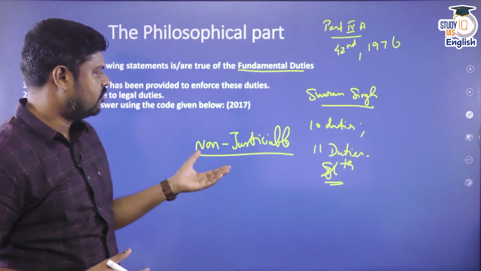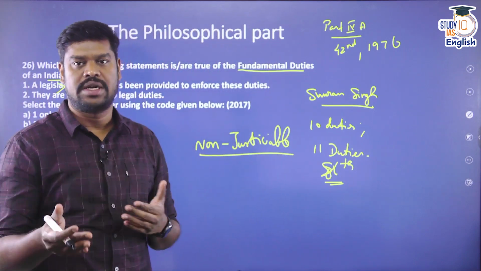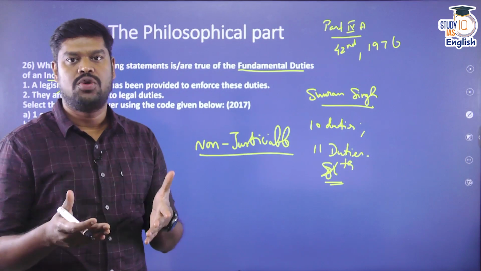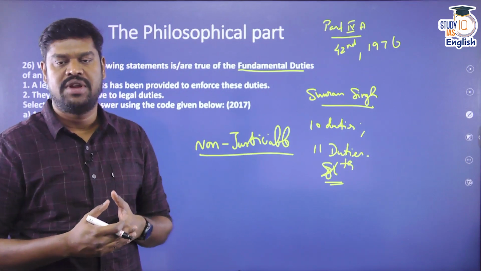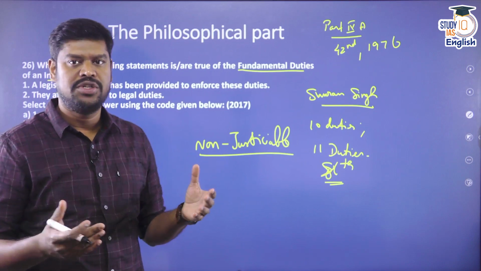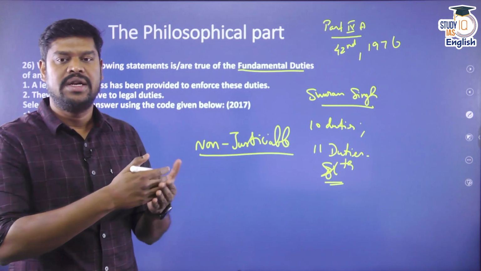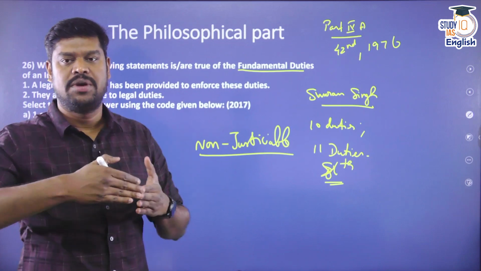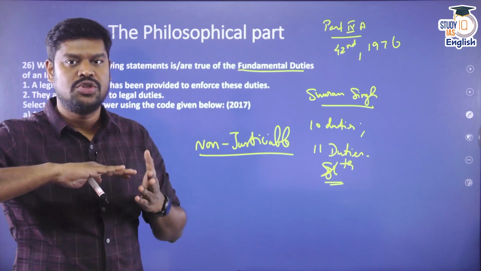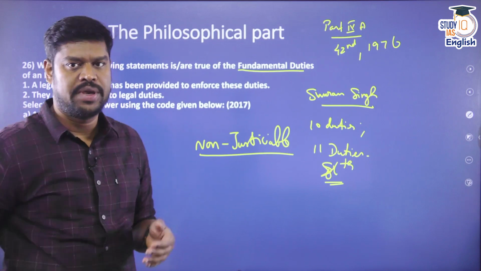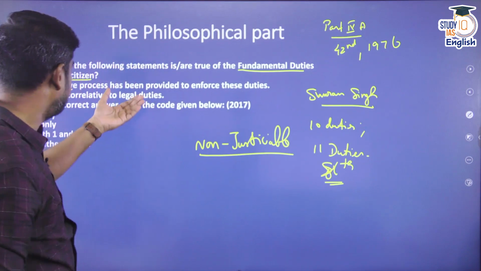In fact, today we have the Prevention of Insults to National Honours Act. Under that we have a flag code. Somebody who is disrespecting the national flag or the national anthem can be punished, which is also part of the fundamental duties. But it is not enforced just because it is there in fundamental duties. We have a law, but there is no special procedure or special process to make that particular law. So that particular statement is wrong.